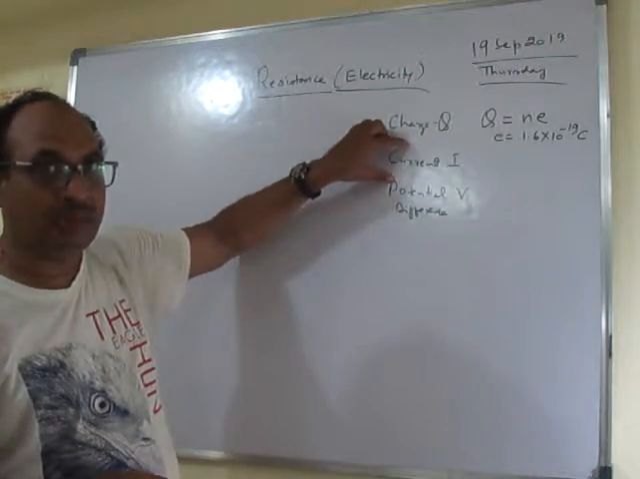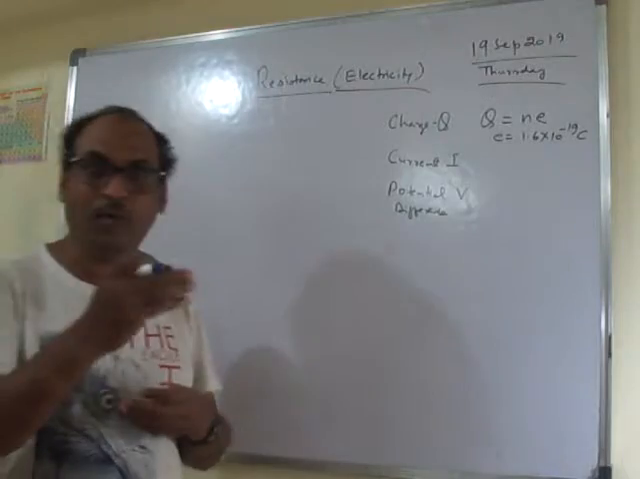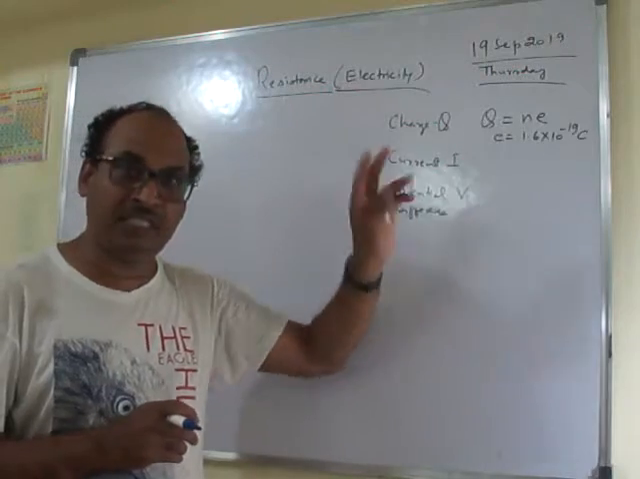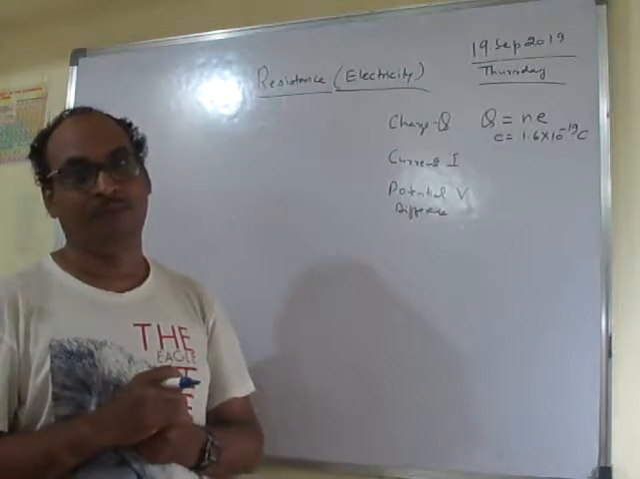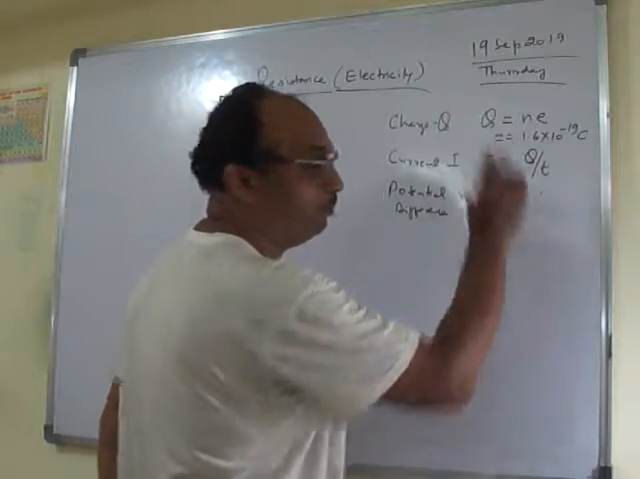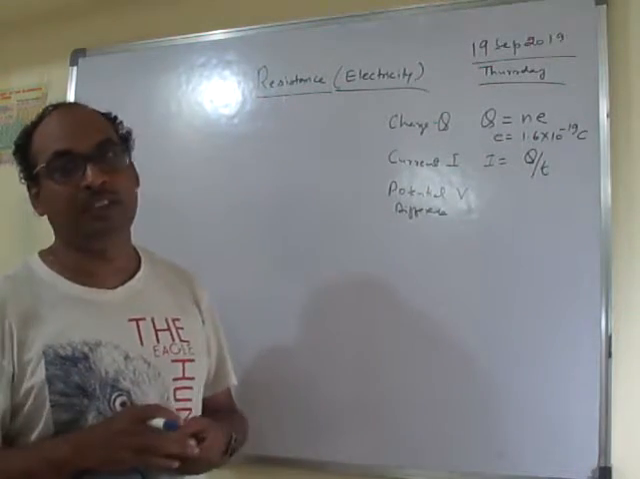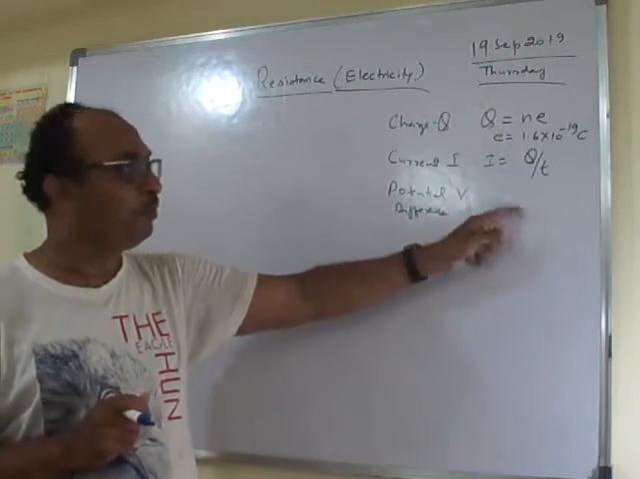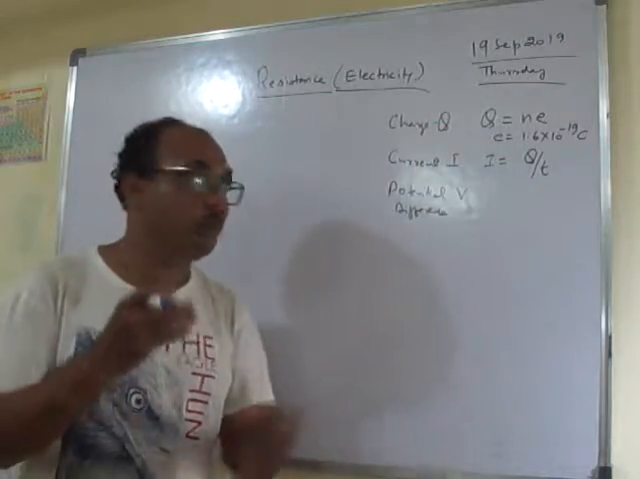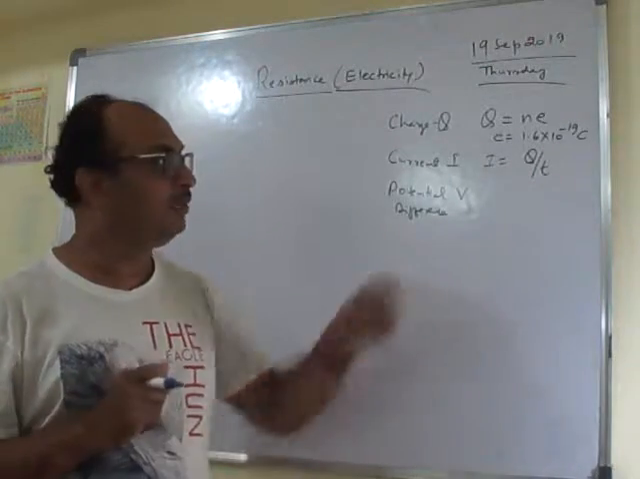Now, what is current further? When these electrons move in a conductor from one place to another, it constitutes a current. The movement of charge per unit time is called current. It means the electrons moving from one position to another in a conductor or in a circuit per unit time, or the rate of movement of the electrons in a conductor, is called current.